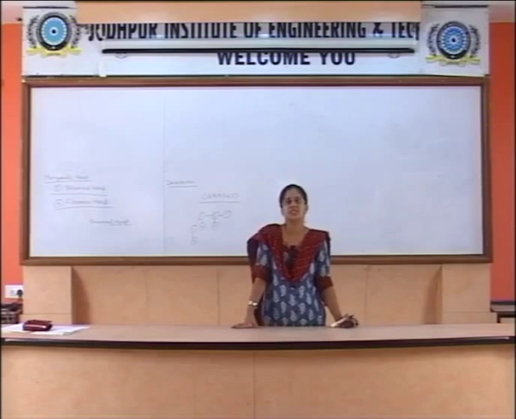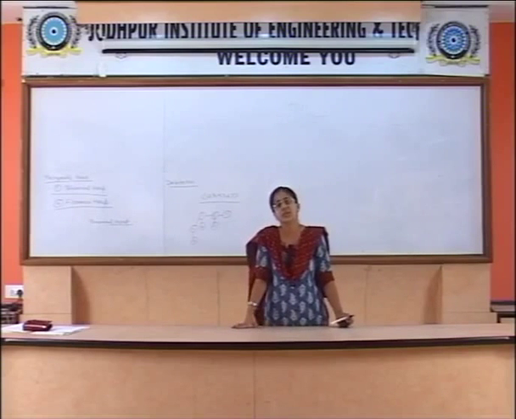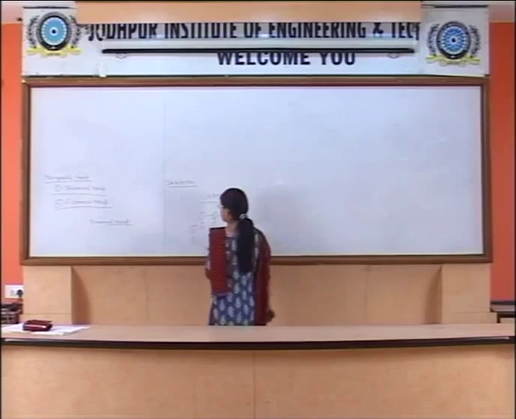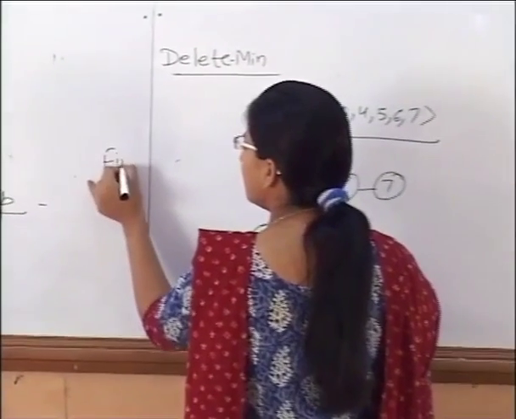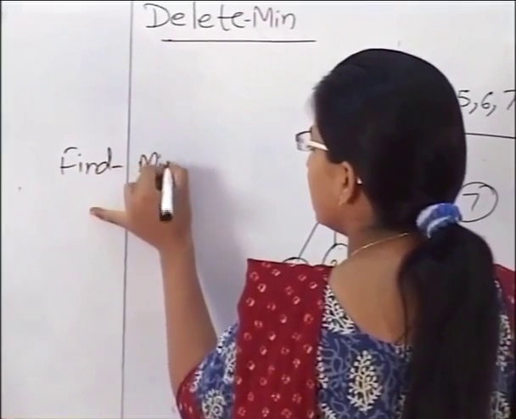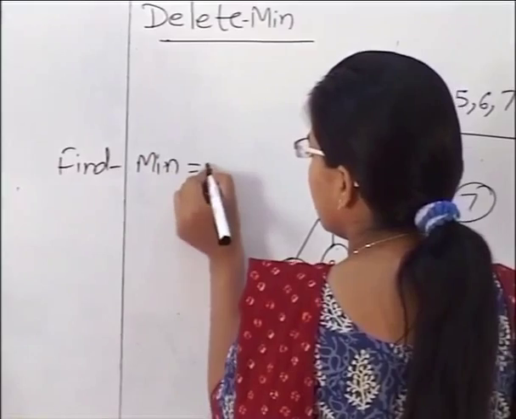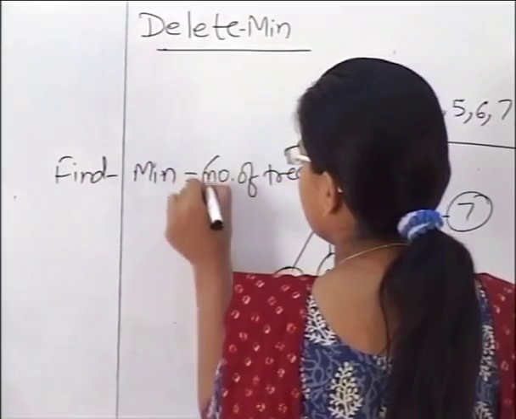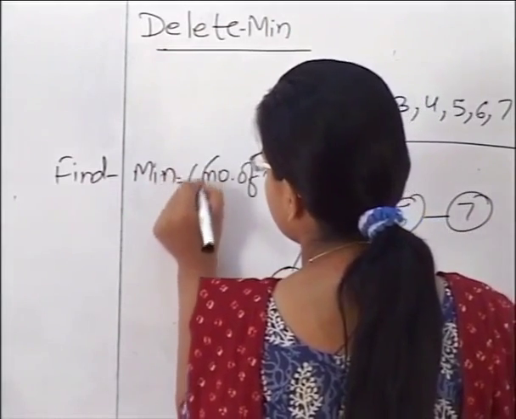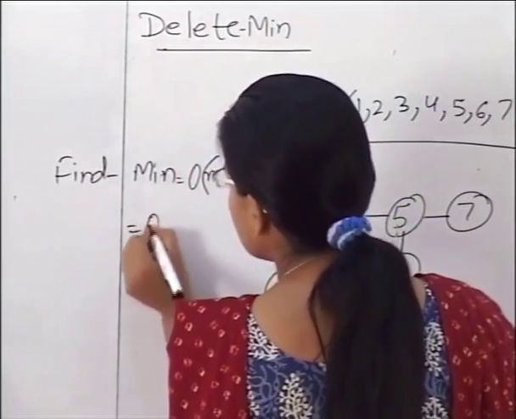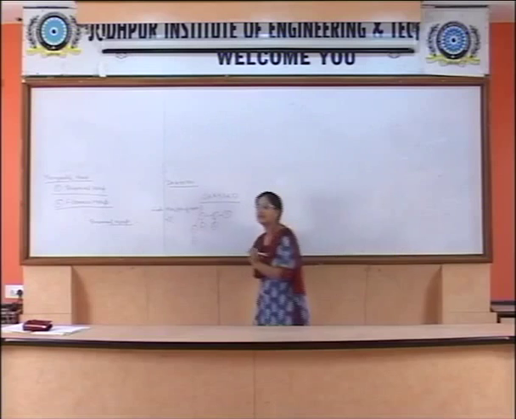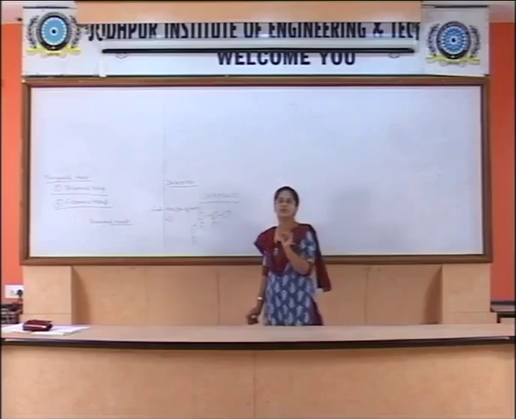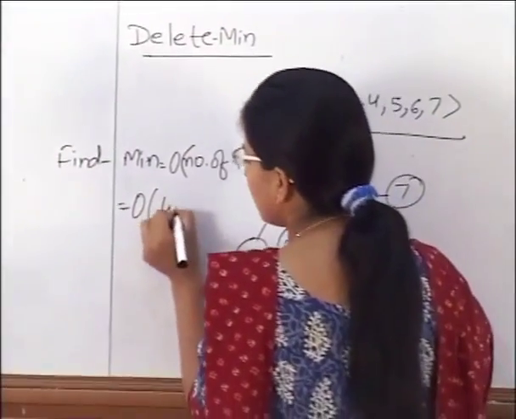So the complexity for finding the minimum is the number of trees, and the number of trees is log n. So for find min, the worst case complexity will be the number of trees, and since we are calculating the number of trees from the binary conversion of the given number of keys, we can say it is log n.